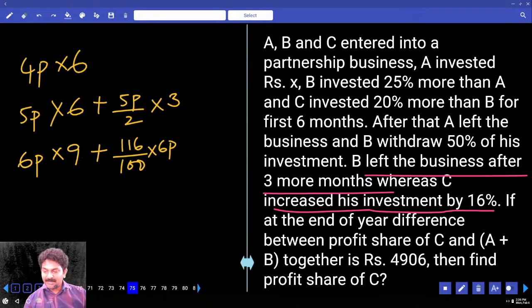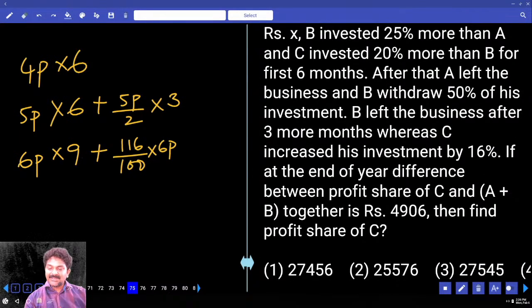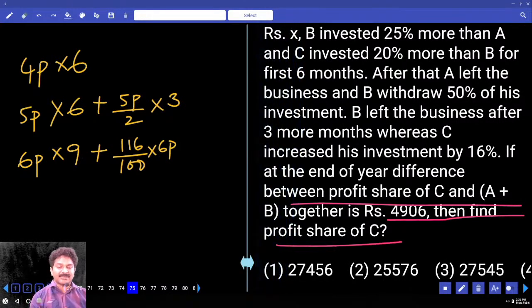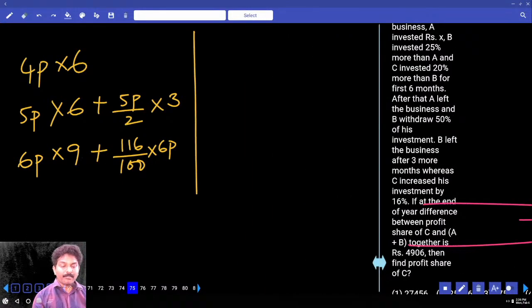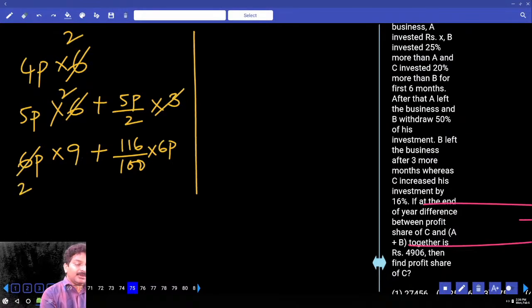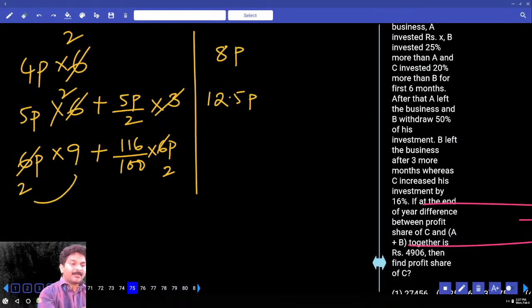If at the end of the year, the difference between profit share of C and A plus B together is 4906, find the A share. Now, here we can take 6 common. No, we cannot. We can take only 3 common. 8 parts, 5 into 2, 10, plus 2.5, 12.5. Write it like that, no problem. How much is here? 18.